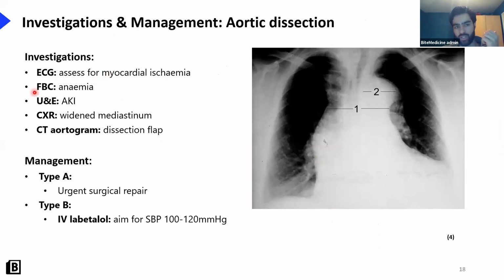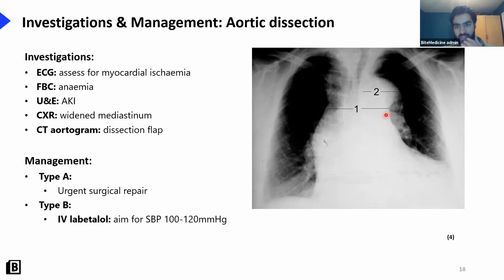The next thing you want to do is check the hemoglobin to see how much blood they're losing. You want to check the U&Es to see if there's any kidney failure. The reason you can get kidney failure is because as the blood dissects along the blood vessel, it can block off arteries. It can block off side branches of the aorta, including the renal arteries. And if you occlude the renal arteries, you will go into renal failure because the kidneys won't be receiving any blood.